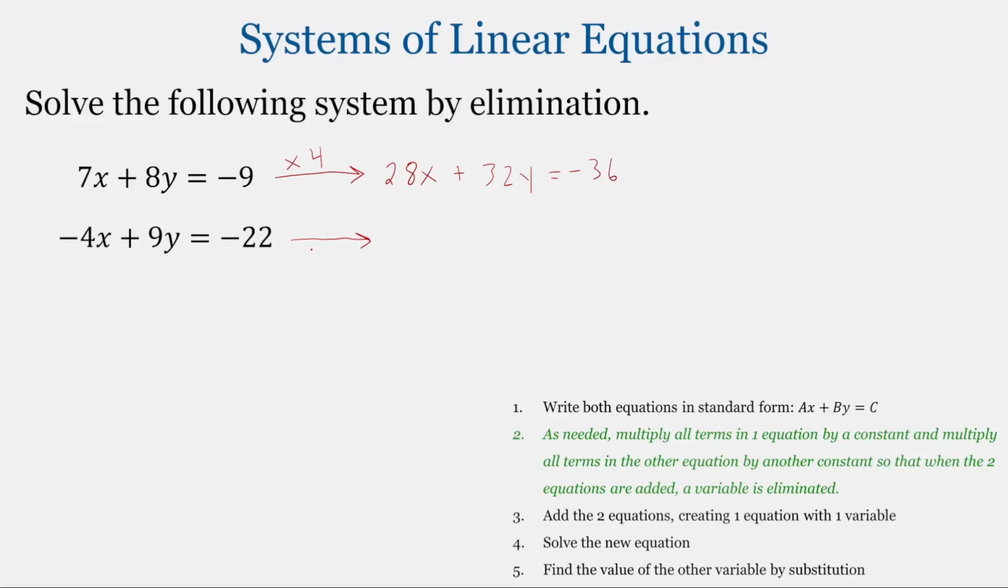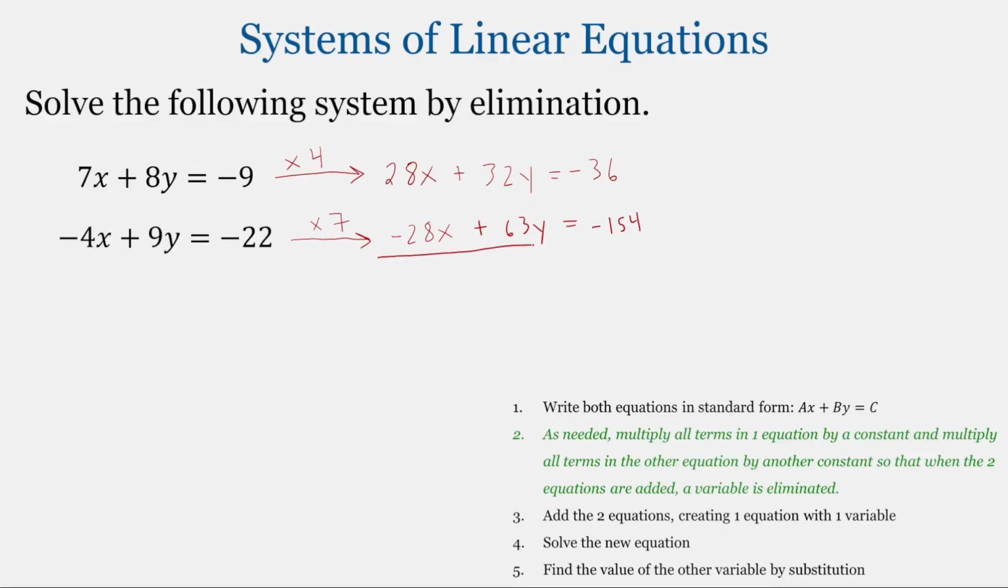And then with the second equation, I'm going to multiply everything by 7. So 7 times negative 4x, that's negative 28x. And then 7 times 9y, that is plus 63y. And this is equal to 7 times negative 22, negative 154.